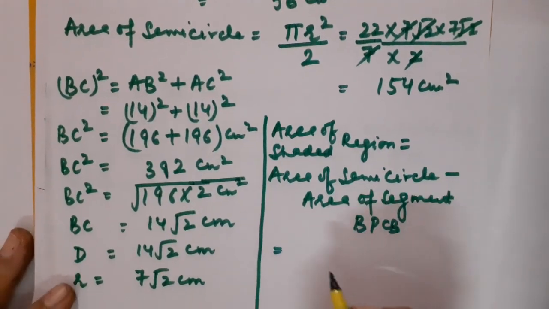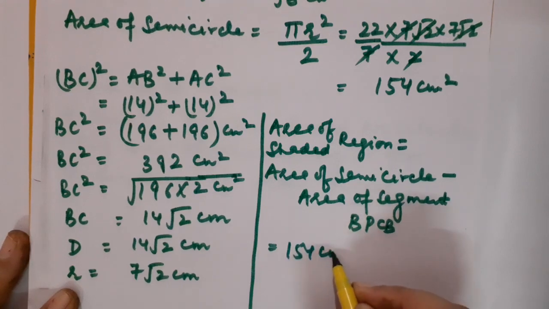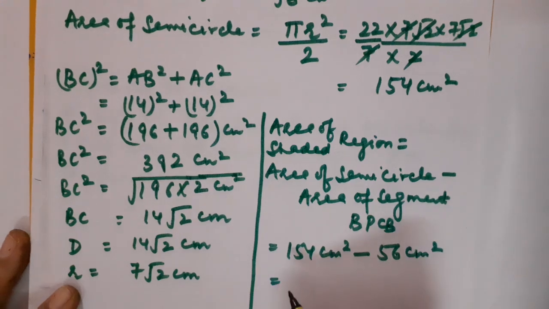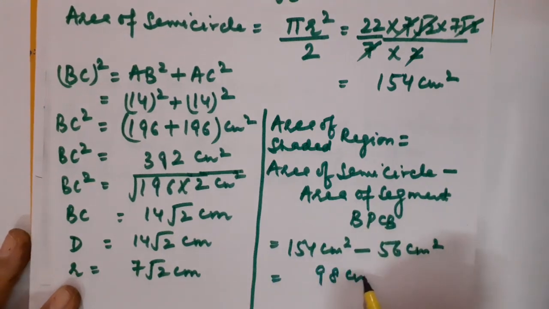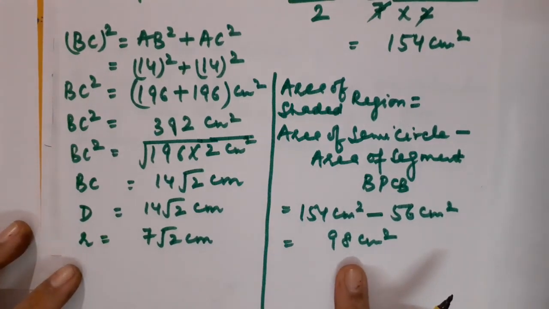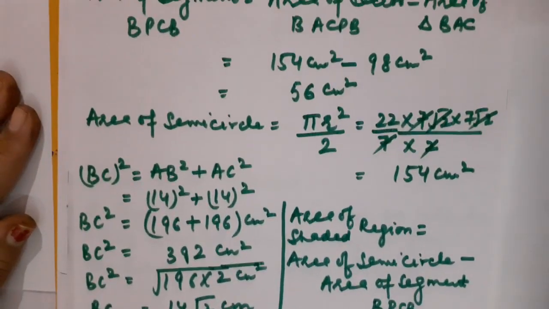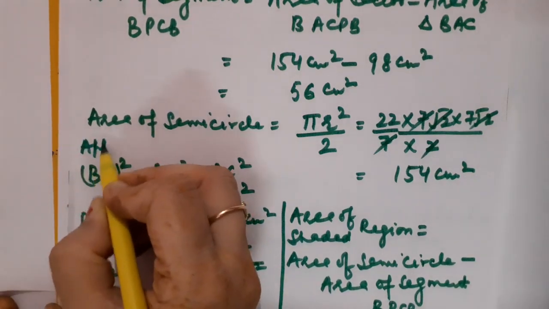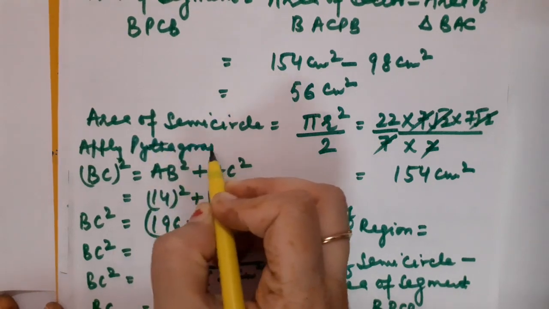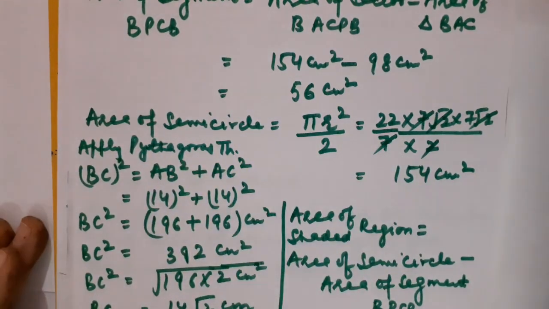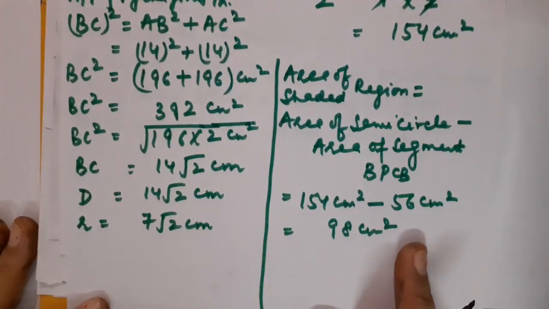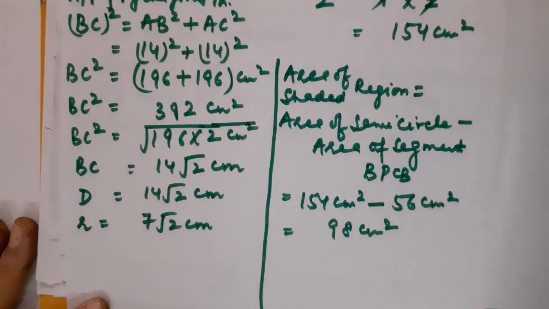Fine. So let us subtract it. 154 centimeter square minus 56 centimeter square. So children, I will be getting 98 centimeter square. So this is the area of the shaded region. Correct? Children, if you want to write, you can here write down applying Pythagoras theorem, because we are applying Pythagoras theorem so that we can come to know about the diameter of the semicircle. I hope you have understood this question, that how did I proceed in it.